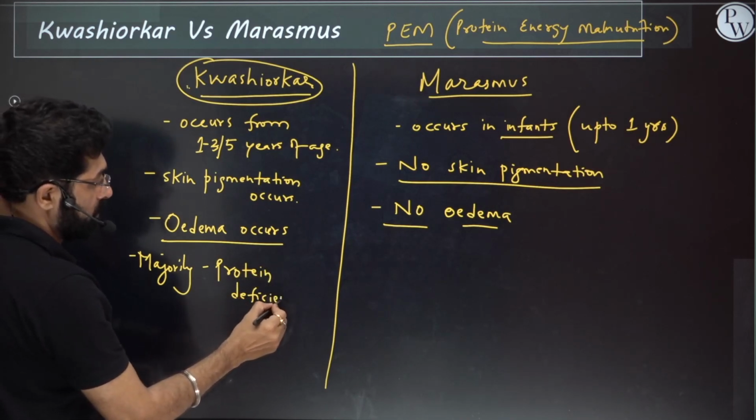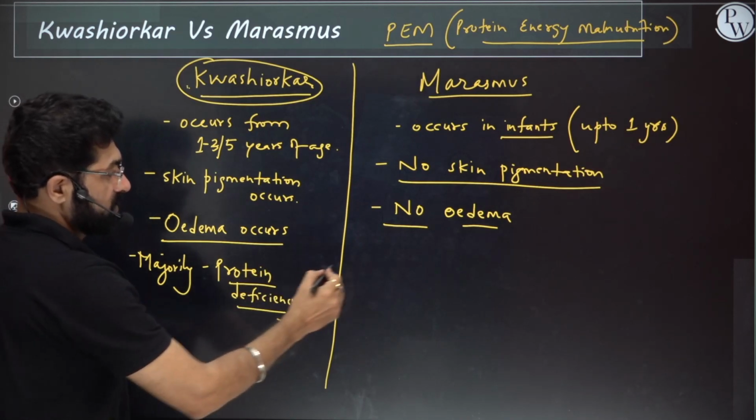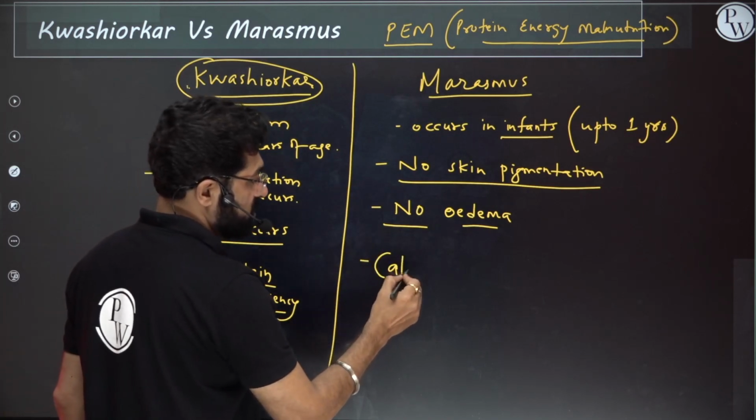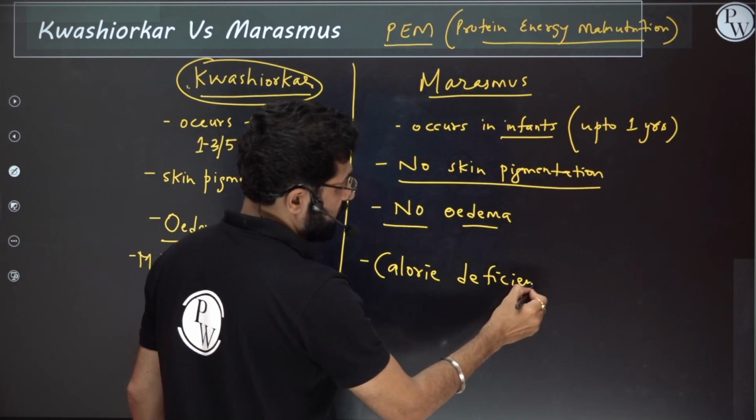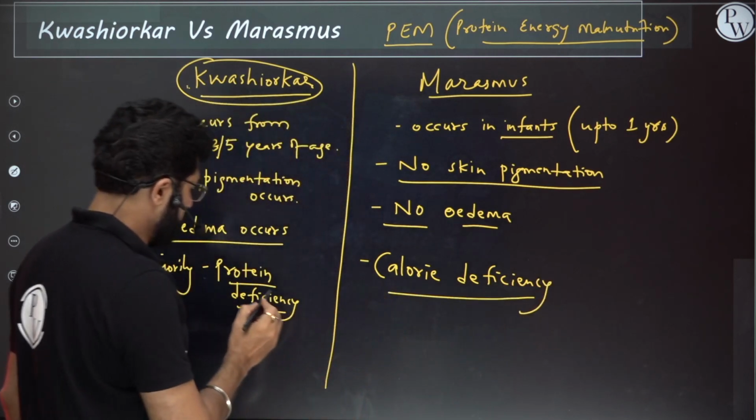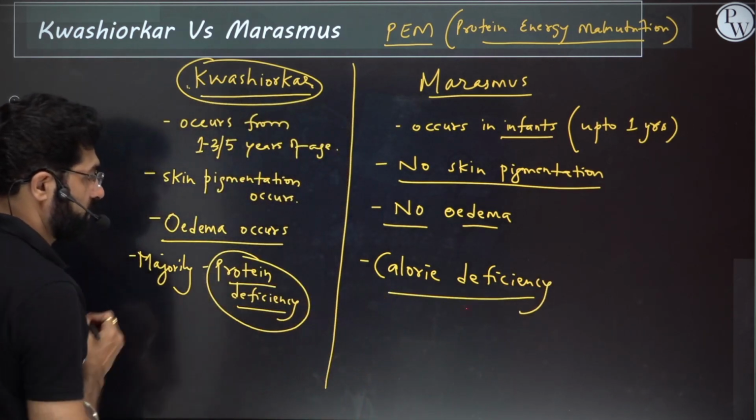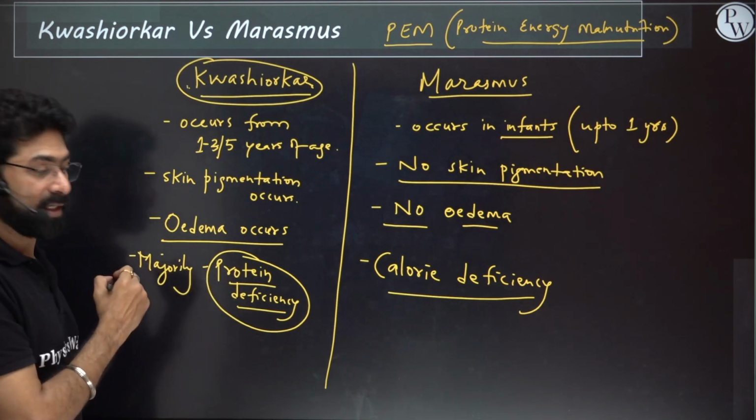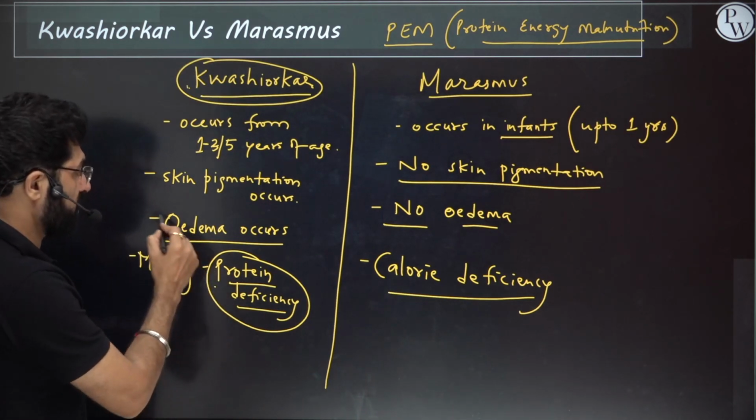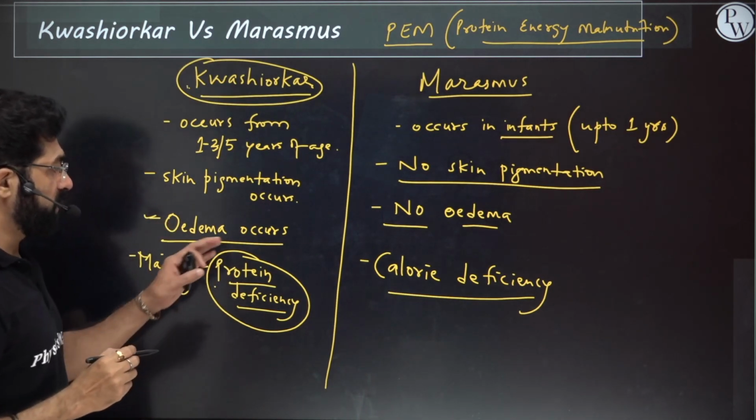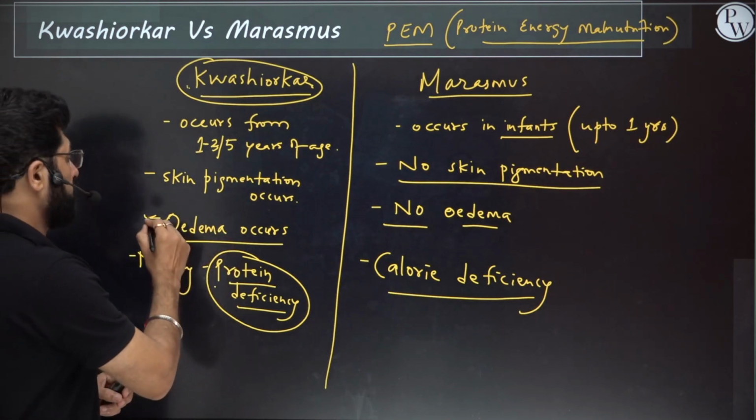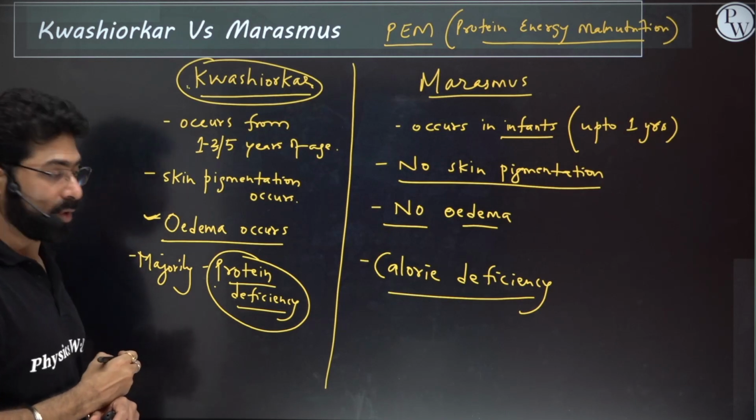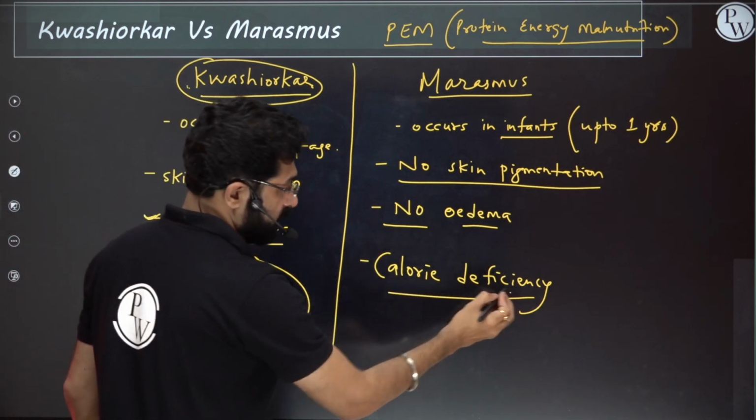Whereas here it is majorly calorie deficiency. So please remember, here it is calorie deficiency and there it is protein deficiency. So major protein is deficient. When the protein is deficient, it disturbs your blood colloidal osmotic pressure, and that is why the edema occurs here. Okay, here the calorie deficiency takes place.